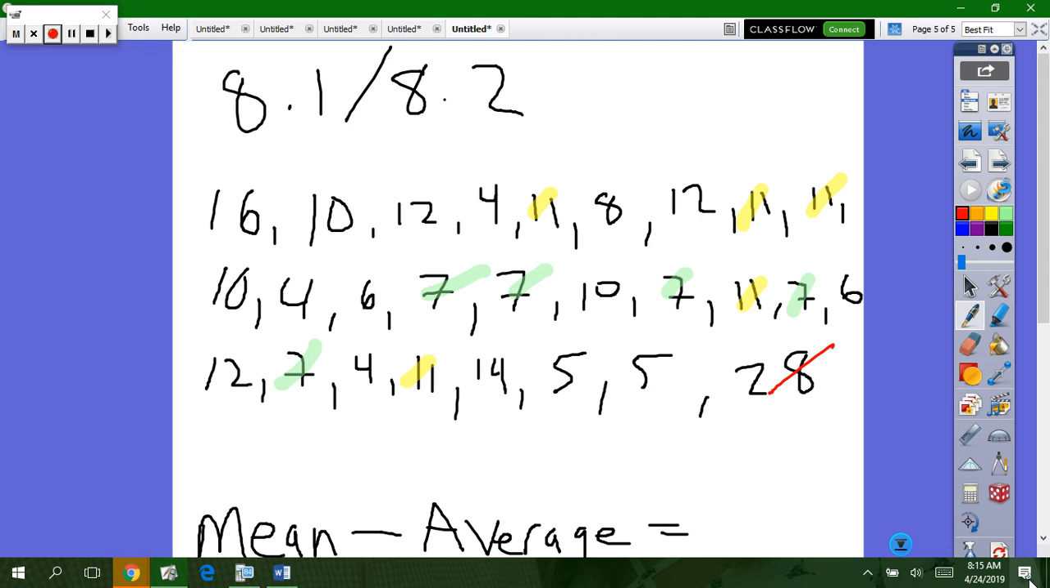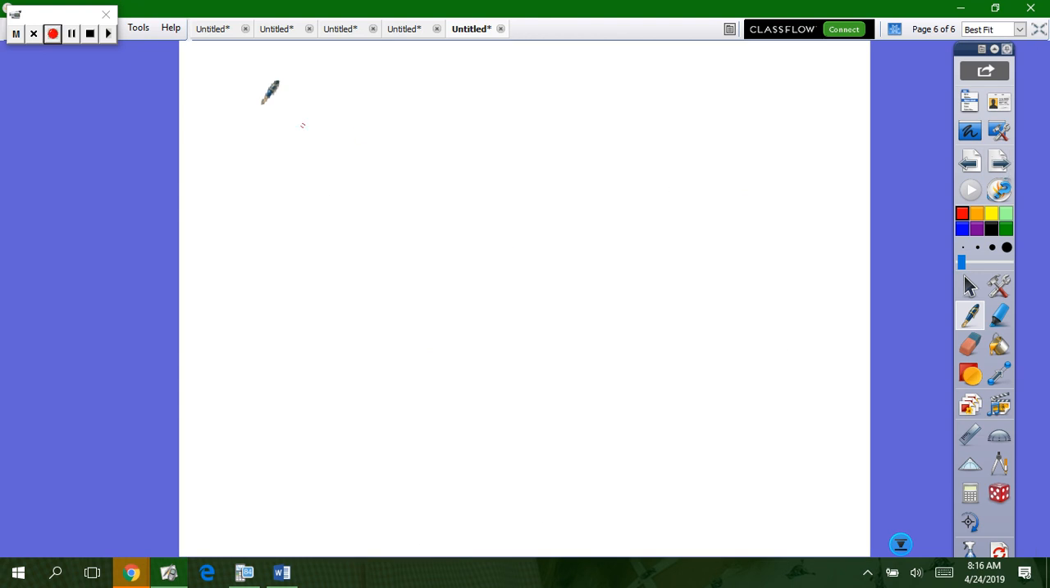So anyway, any questions on how we find mean, median, and mode? With this information, we are also going to draw a box and whisker.